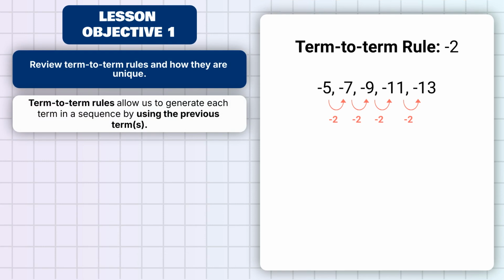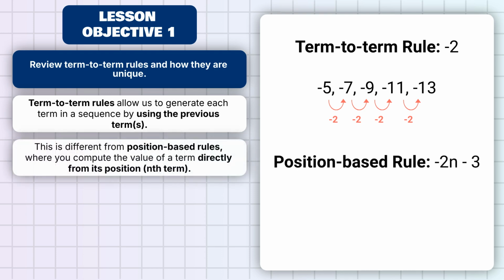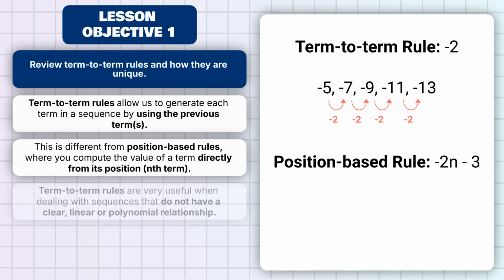Term-to-term rules allow us to generate each term in a sequence by using the previous term or terms. This is different from position-based rules, where you compute the value of a term directly from its position or nth term. Term-to-term rules are very useful when you're dealing with sequences that do not have a clear linear or polynomial relationship.